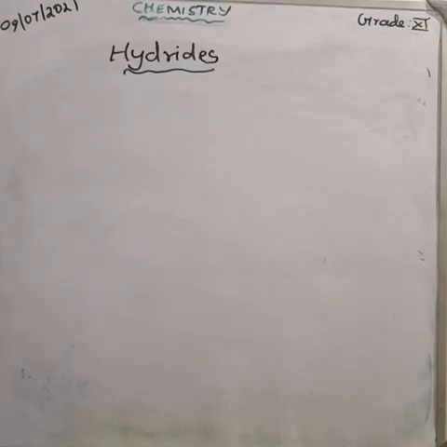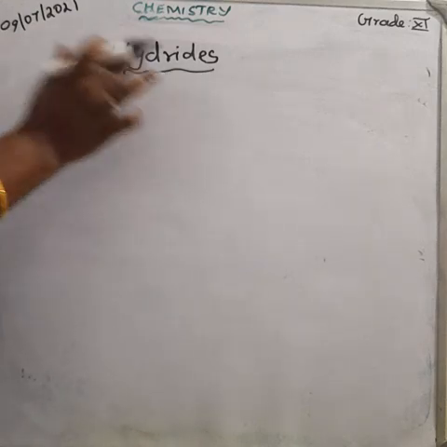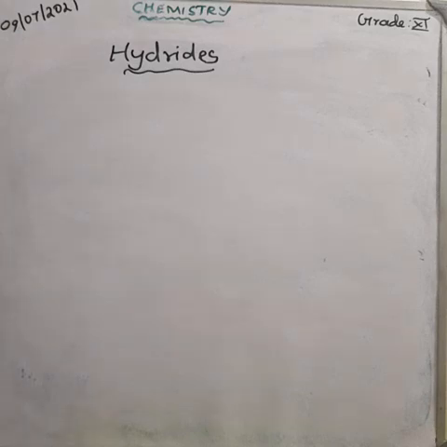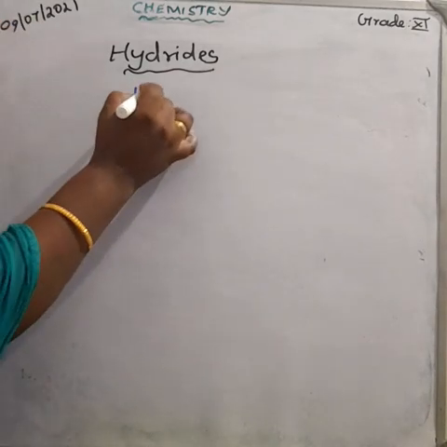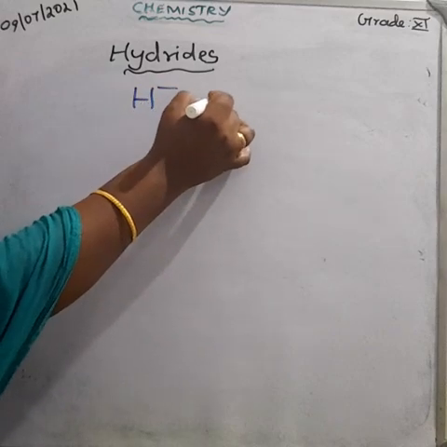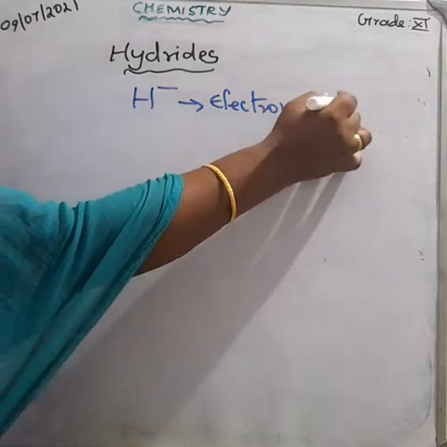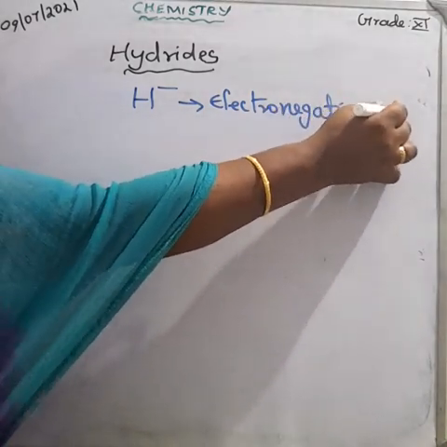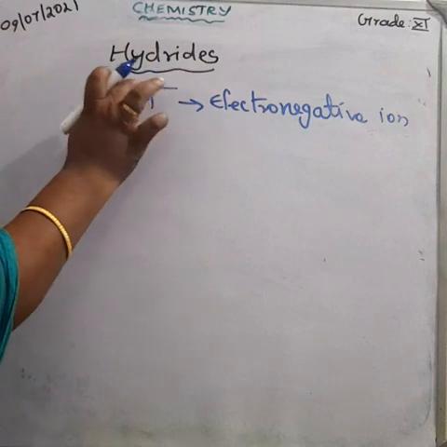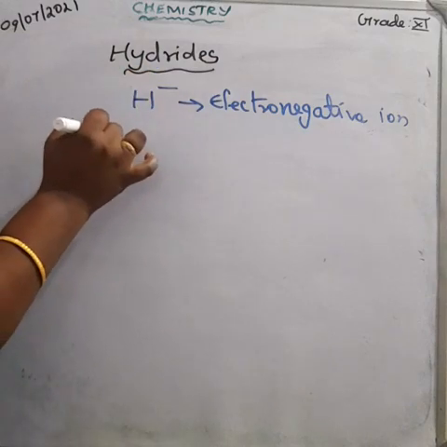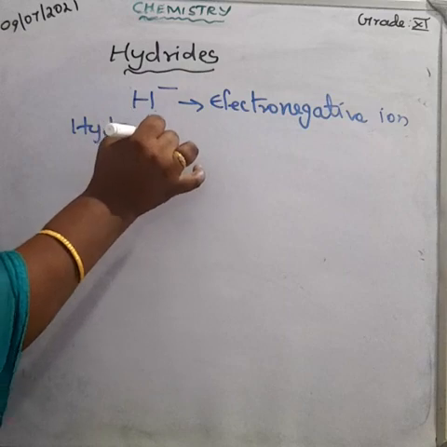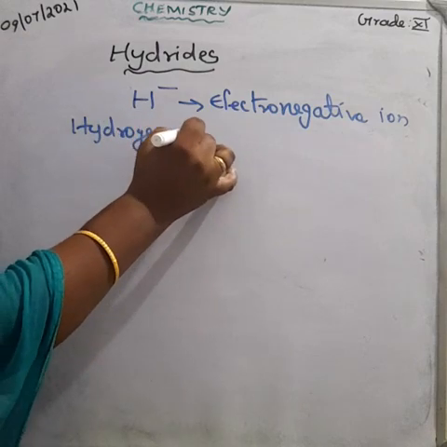And then we are going to study hydrides. Another topic, hydrides. What do you mean by hydride? Hydride means H minus. It is an electronegative ion. Hydride ion, H minus. How is it formed? Hydrogen forms binary hydrides with many electropositive elements, including metals and non-metals.